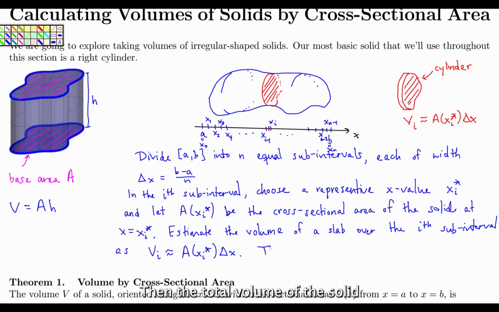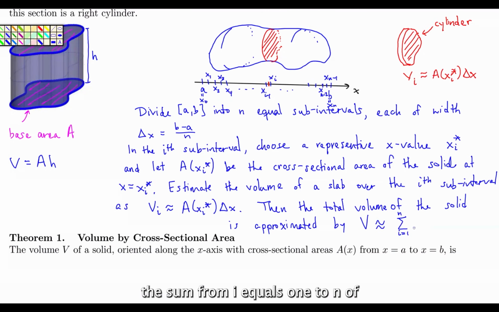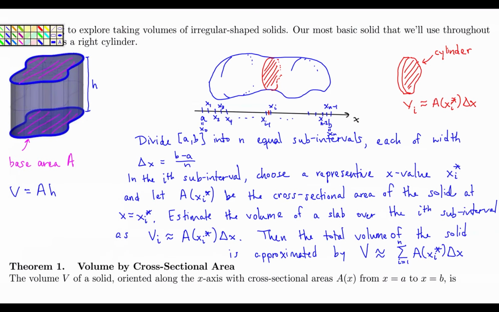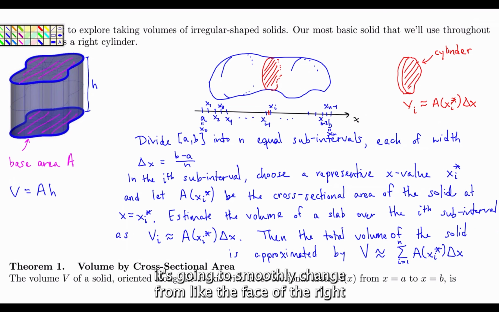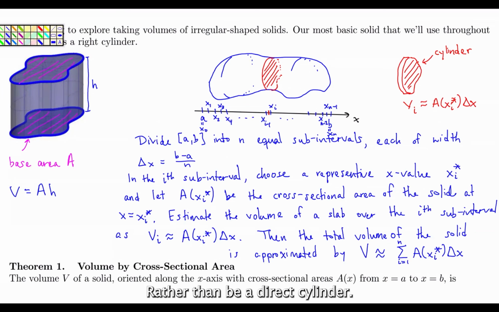Then the total volume of the solid is approximated by V is approximately the sum from i equals 1 to n of A of x sub i star times delta x. Okay. Now this is an approximation because the actual slabs cut by those subintervals are not perfect cylinders, because it's going to smoothly change from the face of the right facing side to the face of the left facing side rather than be a direct cylinder.